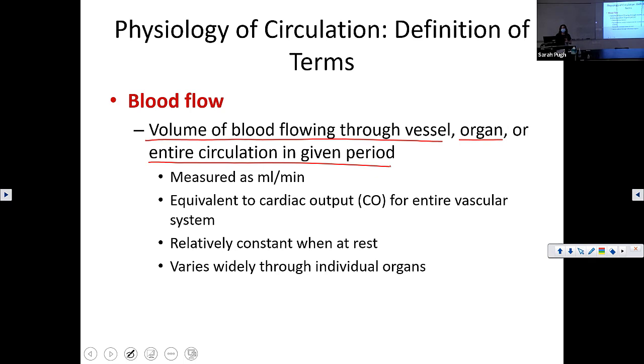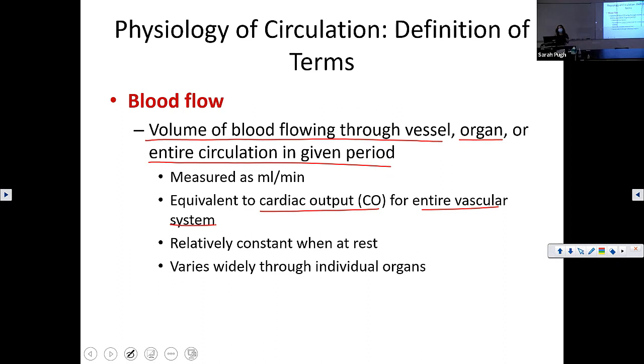If we are talking about blood flow through the entire circulation, we call that cardiac output. Okay, and we've seen that term before. So cardiac output is the amount of blood that you put out through the entire circulation in 1 minute. And remember, when we talked about cardiac output, I told you that it is essentially 5 liters. So you move your entire blood volume every minute through your body. Okay, that's your cardiac output.